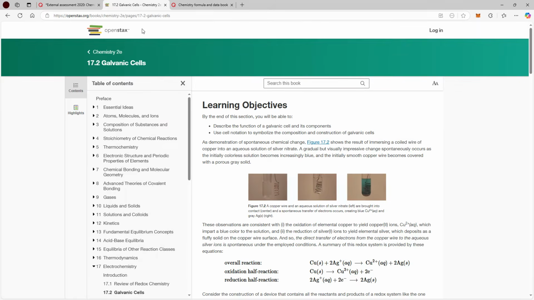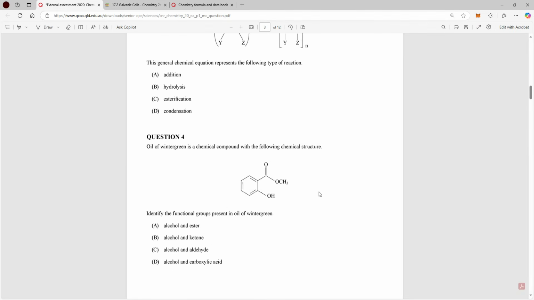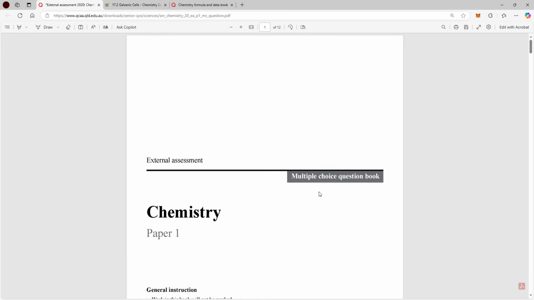Now the reason I've got this open is because one of the diagrams in the test isn't supported online. So you actually have to follow this link to get the diagram for one of the questions. So that's why this browser is open. Anyway, each question's worth 1 mark, and let's just get straight into it.